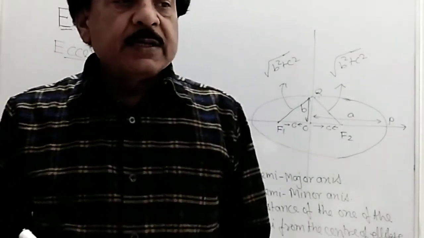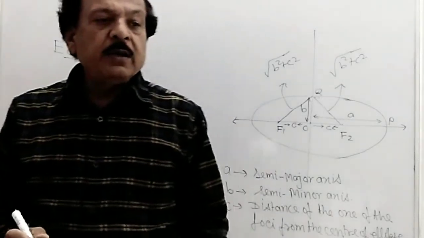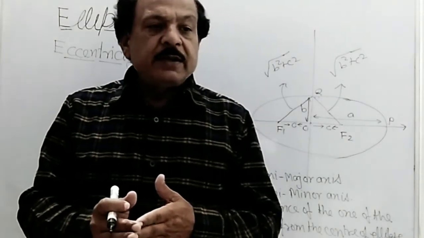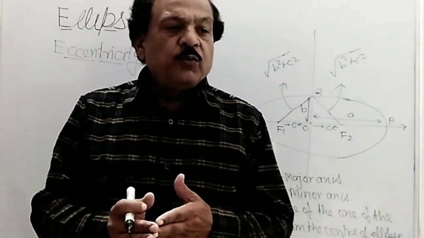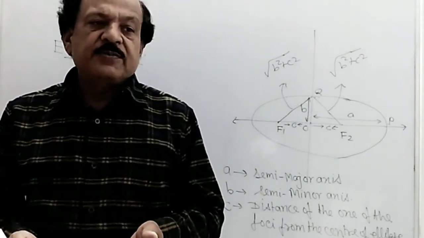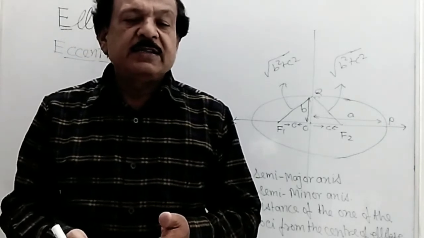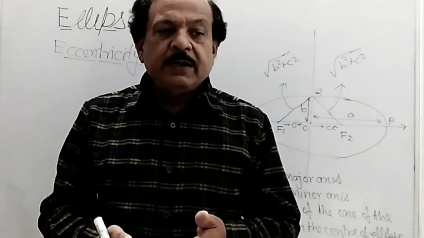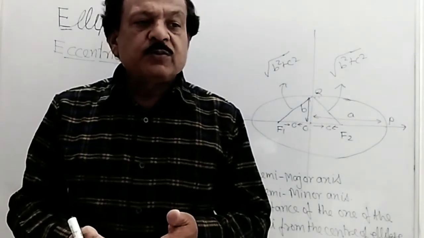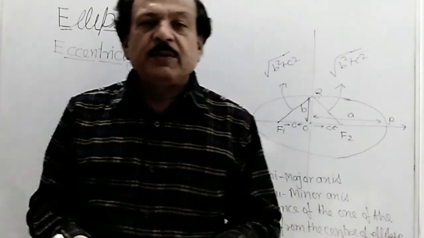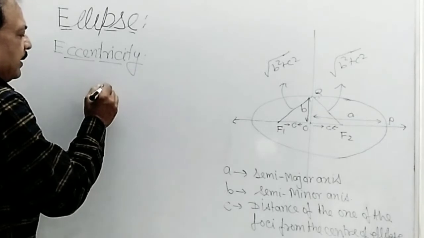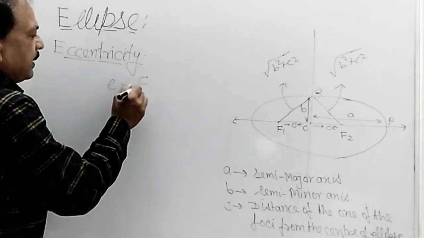Eccentricity of an ellipse is the ratio of the distance from the center of the ellipse to one of the foci and to one of the vertices of the ellipse. So that is e equal to c by a.